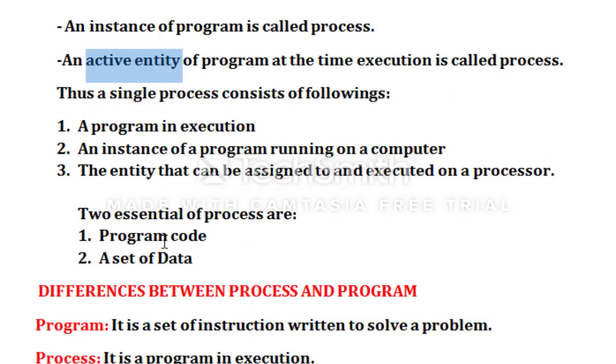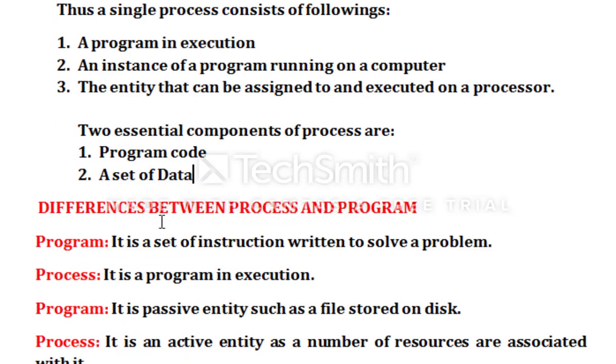Right? There are two essential components of a process. The two essential components of a process are: first, the program code, and second, a set of data. Right? Let's talk about some differences between process and program.